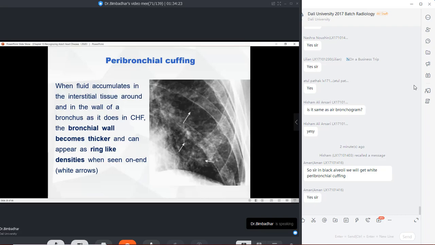So that is what peribronchial cuffing is. A ring-like hyperdense shadow because of the accumulation of fluid in and around the interstitium. See, the interstitium is generally not visible. Alveoli are generally not visible. Bronchi are generally not visible unless there is some pathology. You have to understand this very simple logic right now.